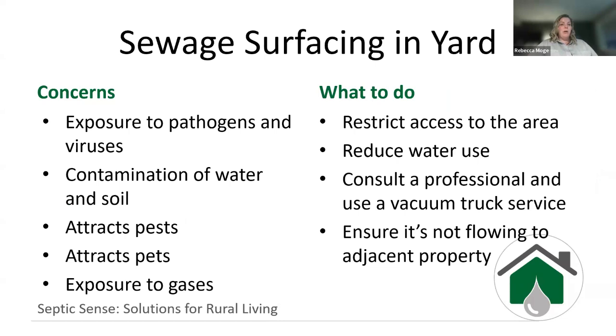Some of the concerns when it's surfacing in the yard, again, we now have exposure to pathogens and viruses, contamination of our water and soil. It attracts animals and pests, and again, exposure to those harmful and deadly gases. So what should we do to mitigate some of those risks? Again, we want to reduce our water use, restrict access to the area. Often if we have pets, it seems like the places you don't want them to go is where they find to play first. So we want to restrict access to that area.